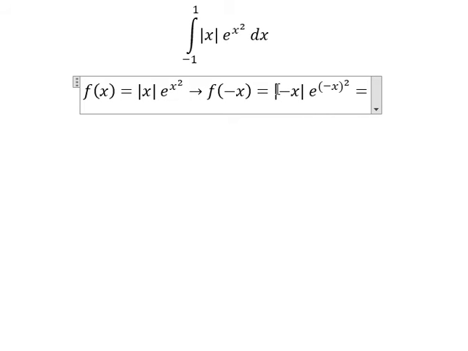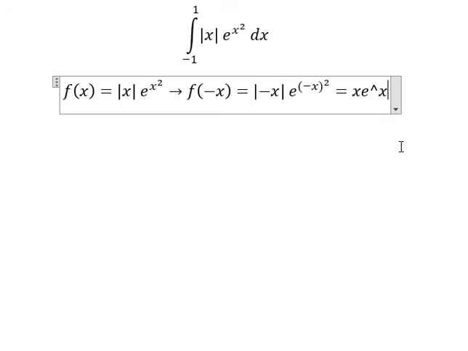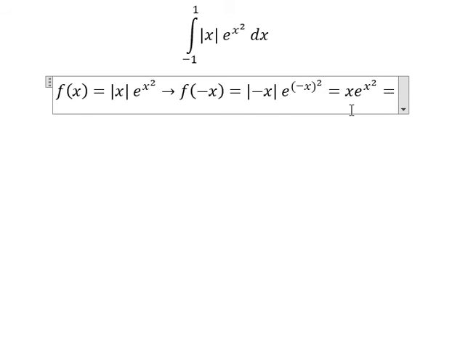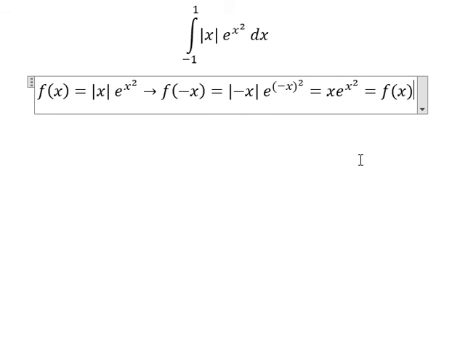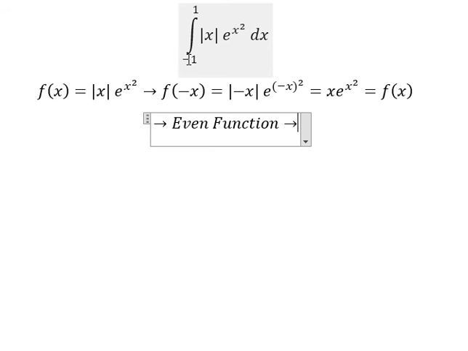this is the absolute value, so you get positive. This one has an even power, so you get positive in here. And we know that this one is f of x. So we can see that this is an even function. And we know that this is symmetric on the bounds.